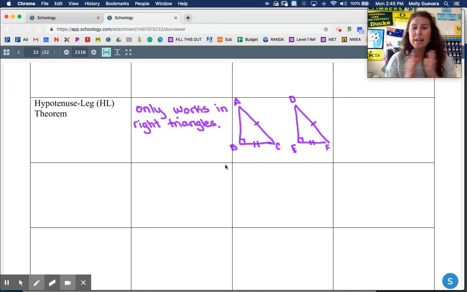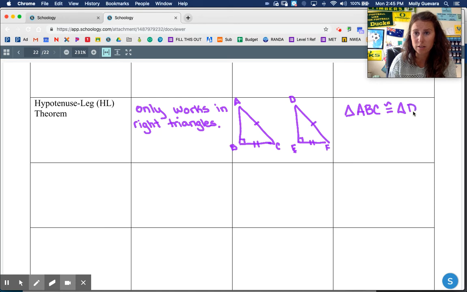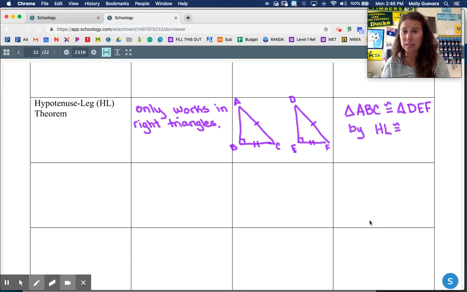Okay. So in this triangle, I know that there's a right angle. I know that the hypotenuse is the same in both triangles. And I know that one of the legs is the same in both triangles. So by HL, I can say that these triangles are congruent. So I can say that triangle ABC is congruent to triangle DEF by HL congruency, right? I am officially able to say that these two triangles are the same by hypotenuse leg.